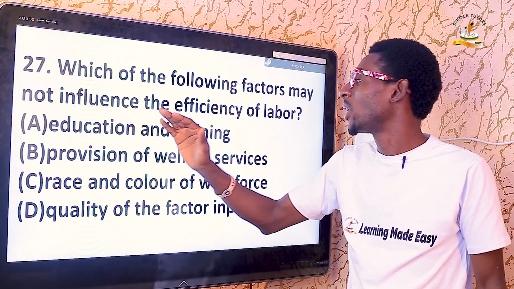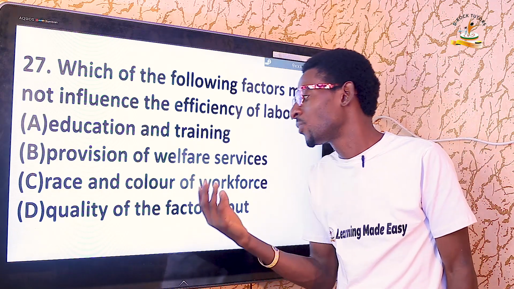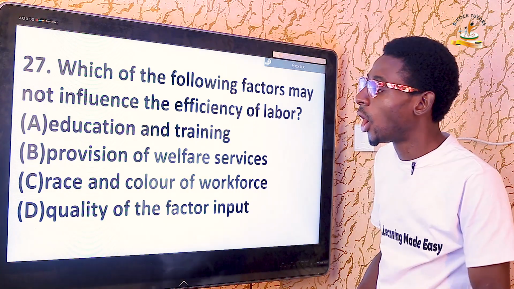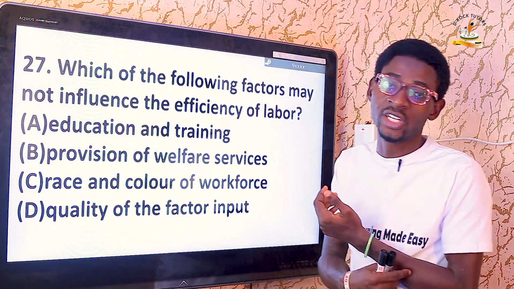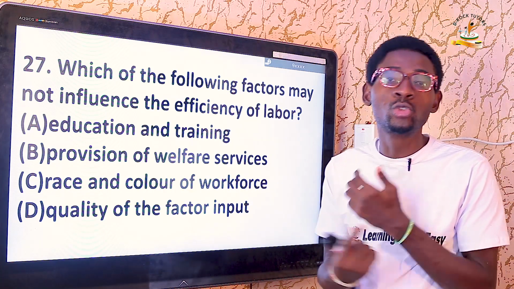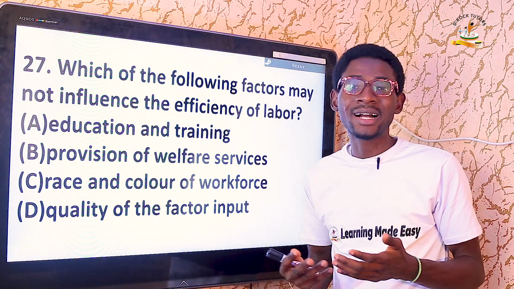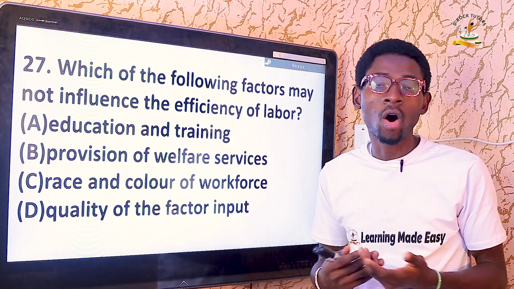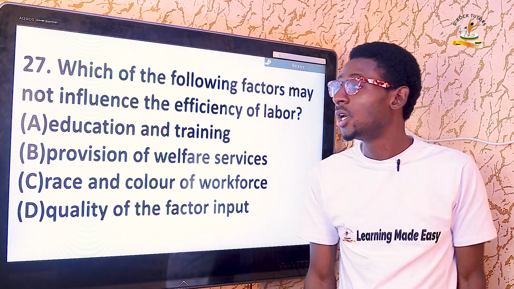We have option A, education and training. Option B, provision of welfare services. Option C, race and color of workforce. Option D, quality of the factor input. So the answer there is option C, race and color of workforce. Now, the color of your skin or the tribe from which you come have nothing to do with the efficiency of your labor. So everybody can work, irrespective of gender or color or race. So the answer there is option C. 27 is option C.